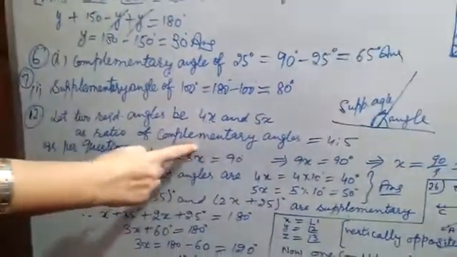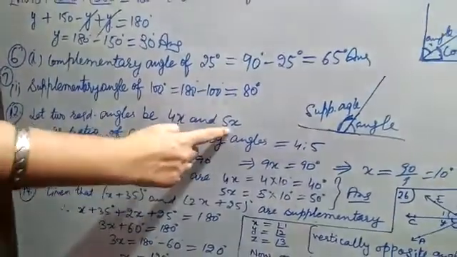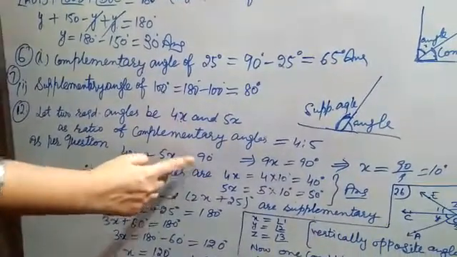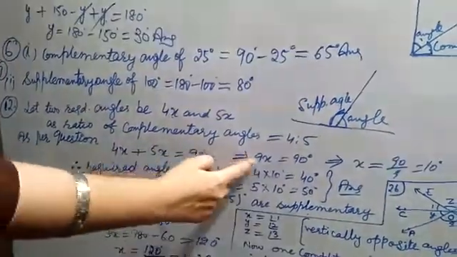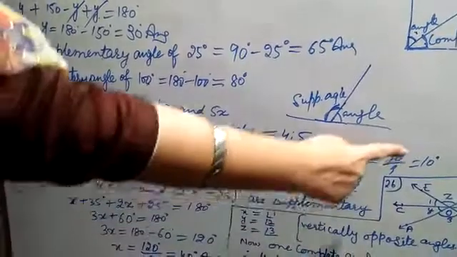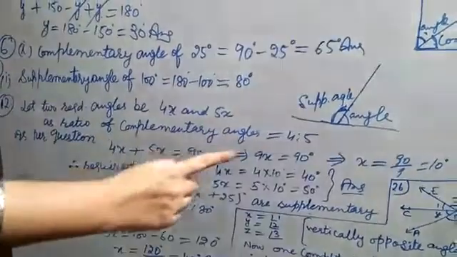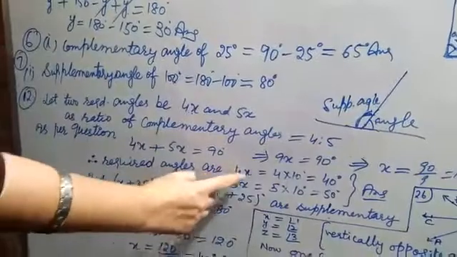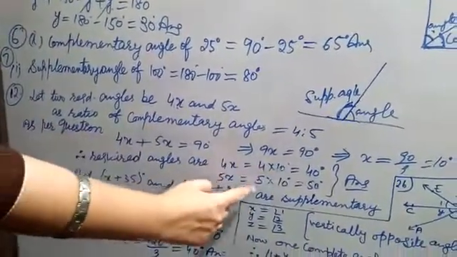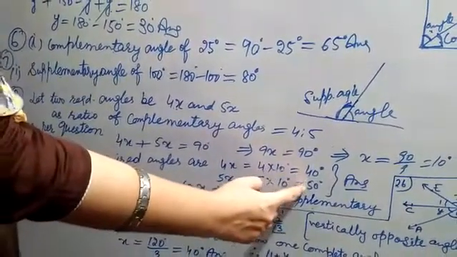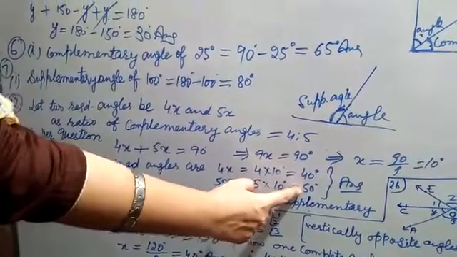Now as the angles are complementary, it means the sum of both the angles is equal to 90. So 4x plus 5x, we got 9x equal to 90. Finding x, you got 10 degrees. If x is 10, our required angles are 4x means 4 times 10, 5x means 5 times 10. So you got your angles as 40 degrees and 50 degrees.